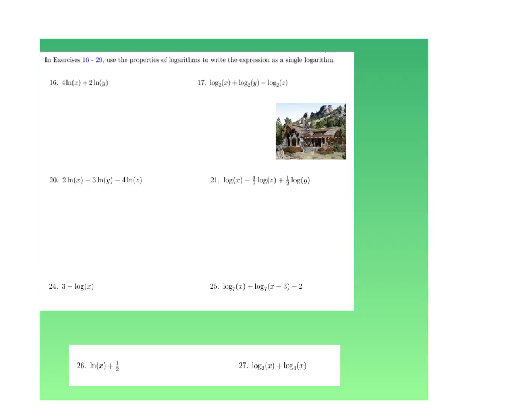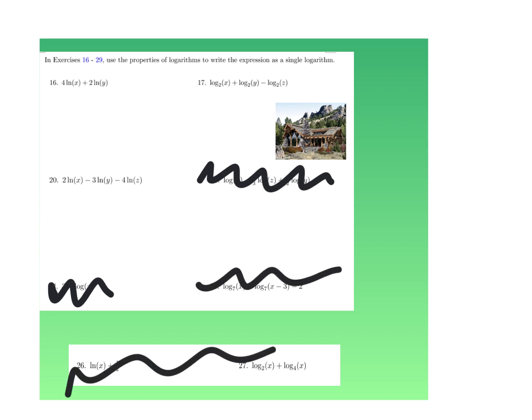And on the next page, we're skipping 1, 2, 3, and all of those. So just do the first three on the green page.